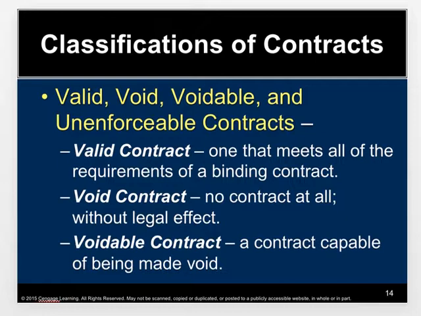That's valid. The next extreme, on the other side, is where you have a void contract. And what that means is you don't have a contract at all. So again, in my example where you enter into a contract to buy drugs, that would be a void contract. You never had a contract to begin with. A voidable contract is a contract that's capable of being made void. So an example of a voidable contract would be a contract with a minor.